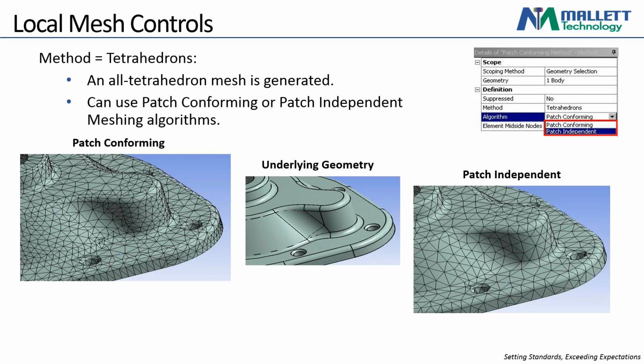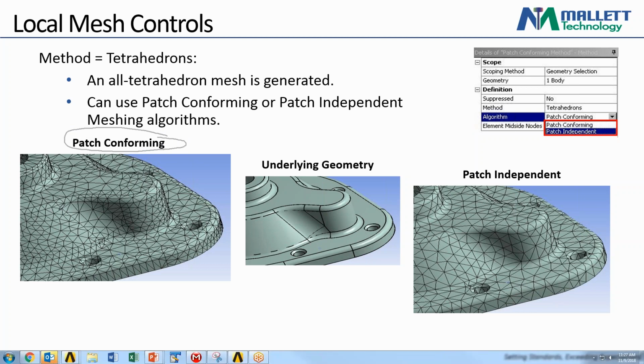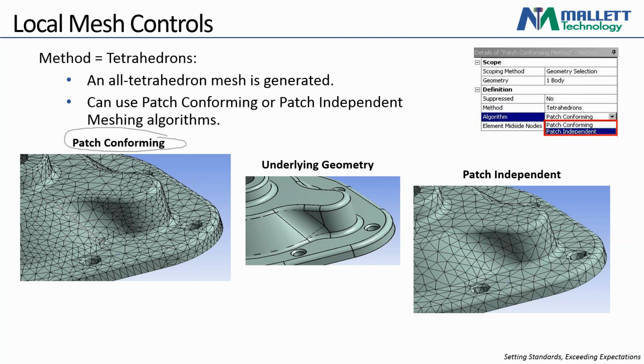Okay, so tetrahedral meshing, we have patch conforming and patch independent, right? The broad difference here is patch conforming is going to conform to boundaries on the geometry, right? So we can see in this middle picture, we have boundaries at the fillets, we have boundaries between multiple fillets, kind of scattered throughout the geometry. The patch conforming method is going to respect that. And you can see here, you're always going to have elements that kind of stop along all the lines that you see in the original geometry.